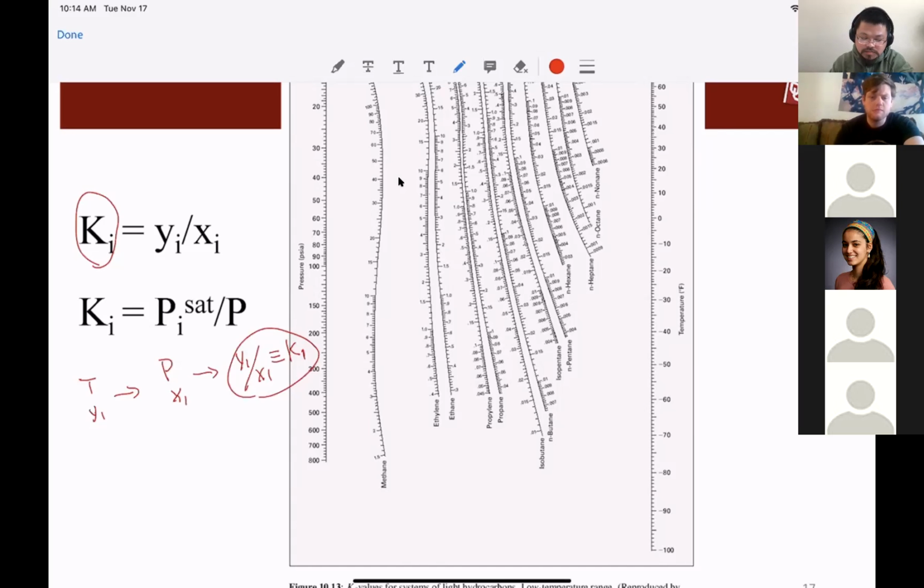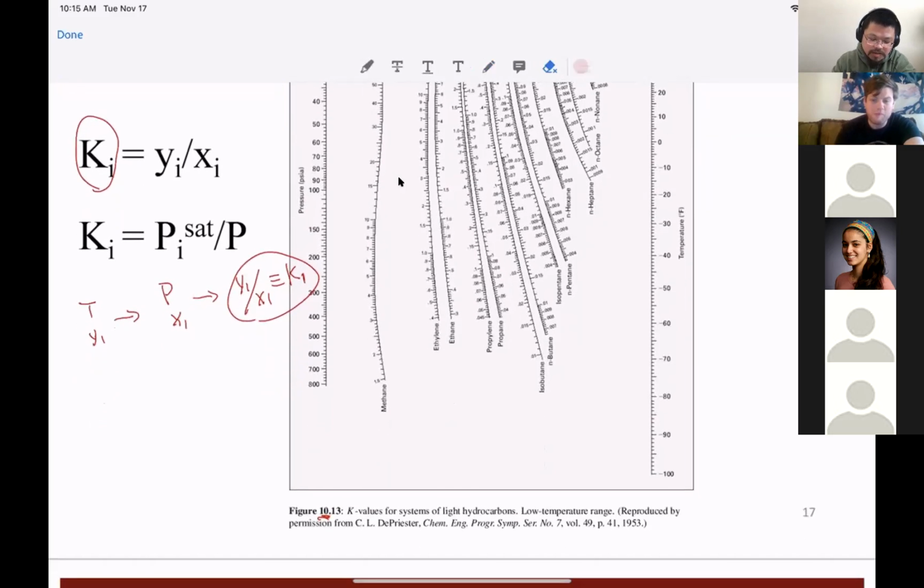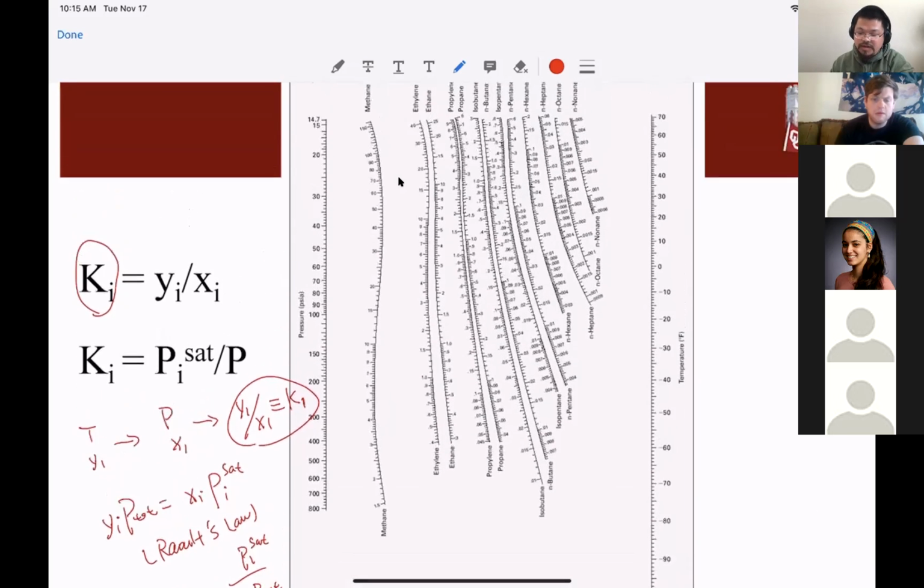Okay. Or if you go from yi p total, would it be xi pi sat? This is Raoult's law, low pressure ideal solution for both vapor and liquid. Then of course yi over xi shall be pi sat over p total. Okay, and this is how you are going to construct those kinds of diagrams.